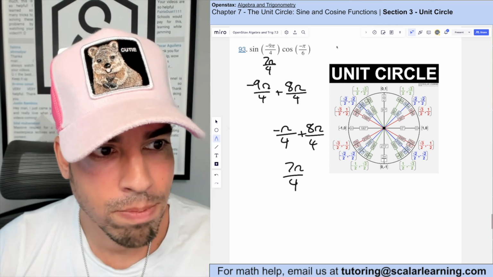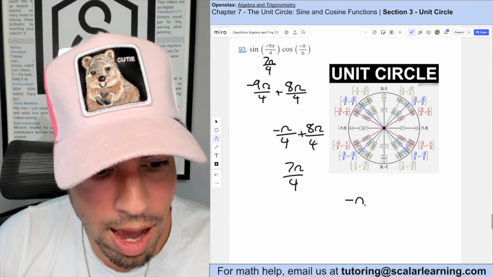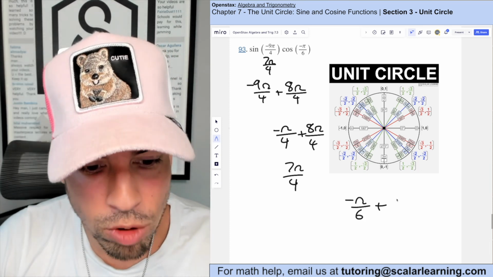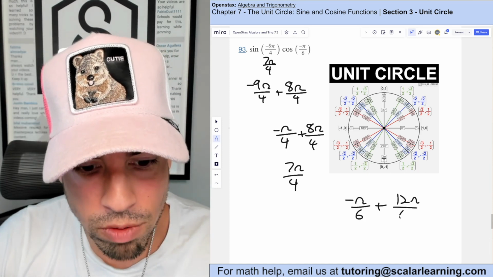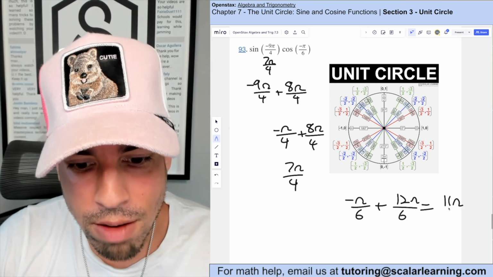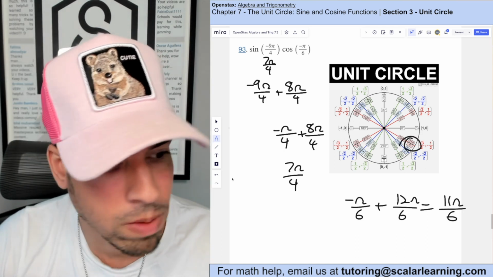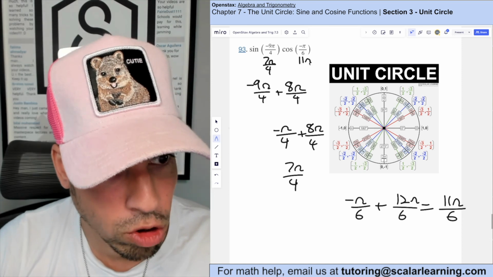So this is the same as sine of 7 pi fourths. And then what about negative pi over 6? That's negative. We got to add to it 2 pi, which is the same as 12 pi over 6. And then we get positive 11 pi over 6, which is right here on the unit circle. So this is coterminal with that.